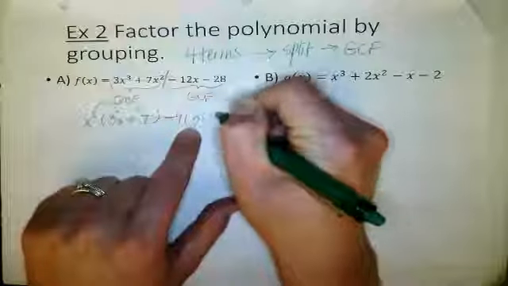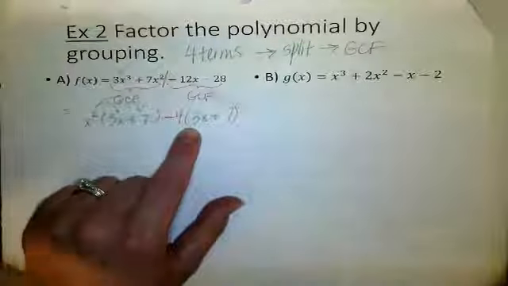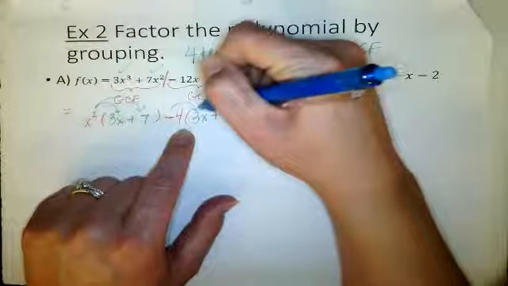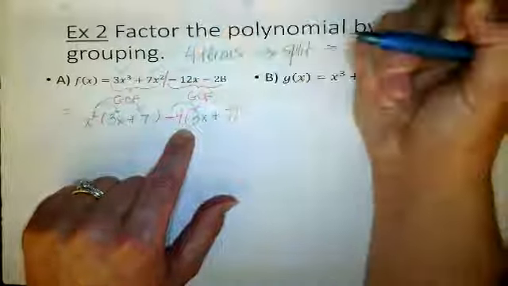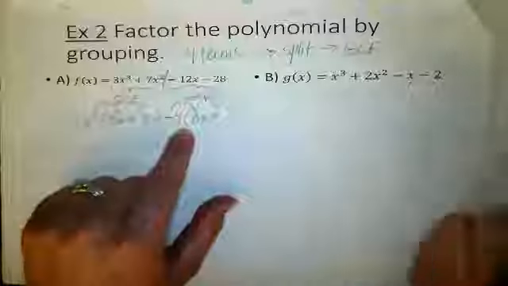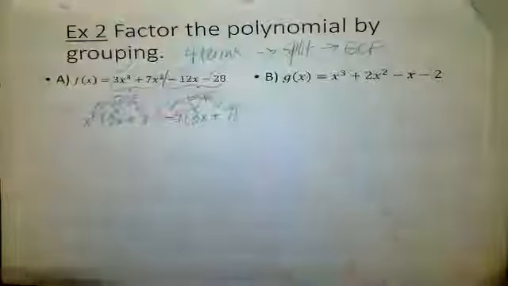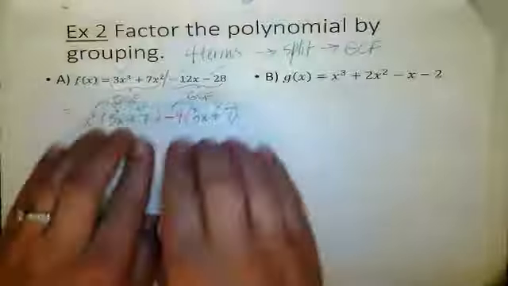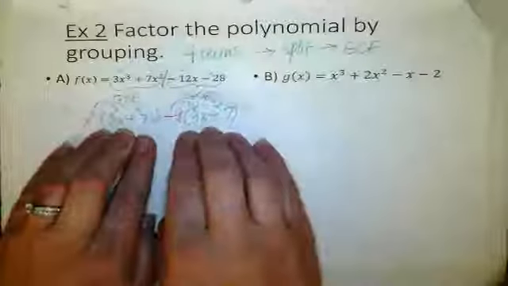3x plus 7. And again, you just want to double check really fast to make sure you did it right. Negative 4 times 3x gives me negative 12x. And negative 4 times 7 gives me negative 28. So what happens is we took 4 terms. Well, now we have 2 terms.